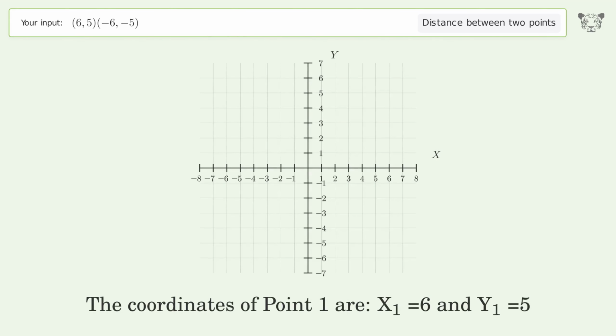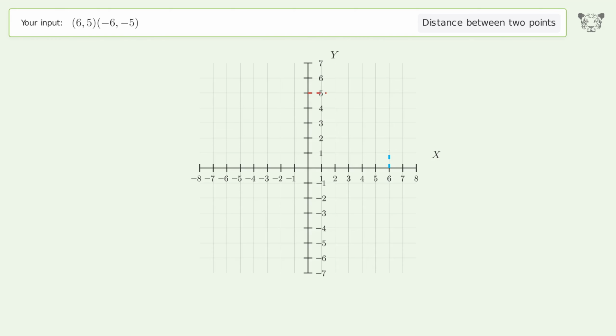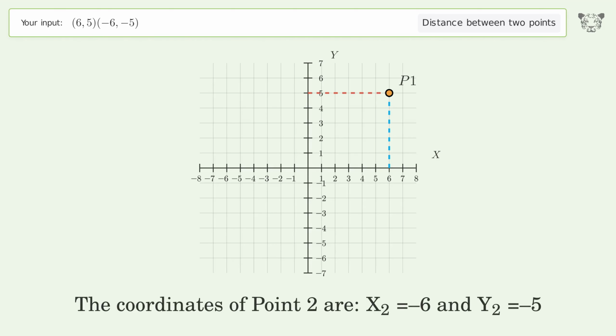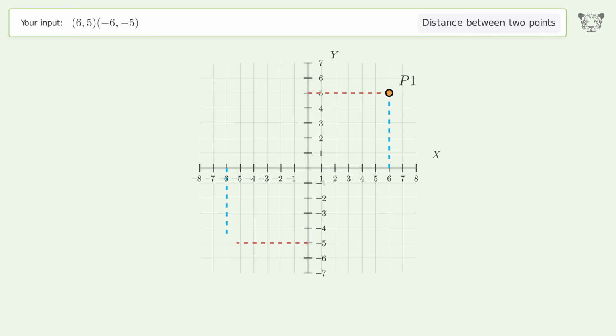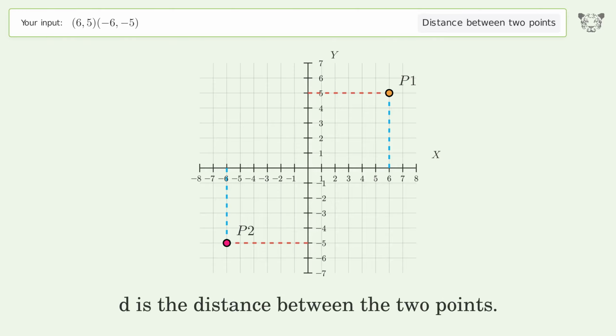The coordinates of point 1 are x1 equals 6 and y1 equals 5. The coordinates of point 2 are x2 equals -6 and y2 equals -5. D is the distance between the 2 points.